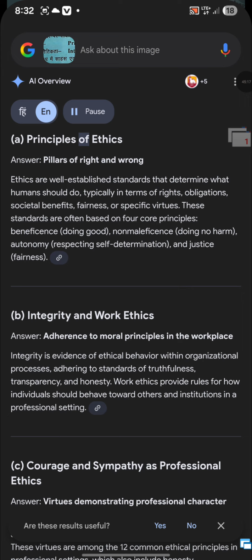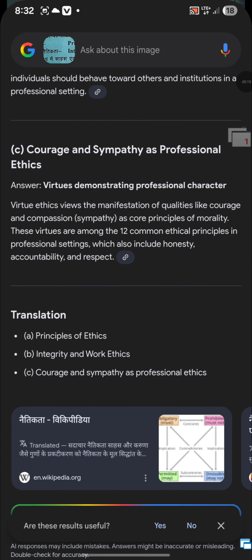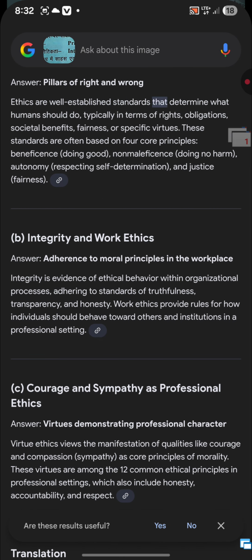A. Principles of ethics. Answer. Pillars of right and wrong. Ethics are well-established standards that determine what humans should do, typically in terms of rights, obligations, societal benefits, fairness, or specific virtues. These standards are often based on four core principles: beneficence, doing good; non-maleficence, doing no harm; autonomy, respecting self-determination; and justice, fairness.